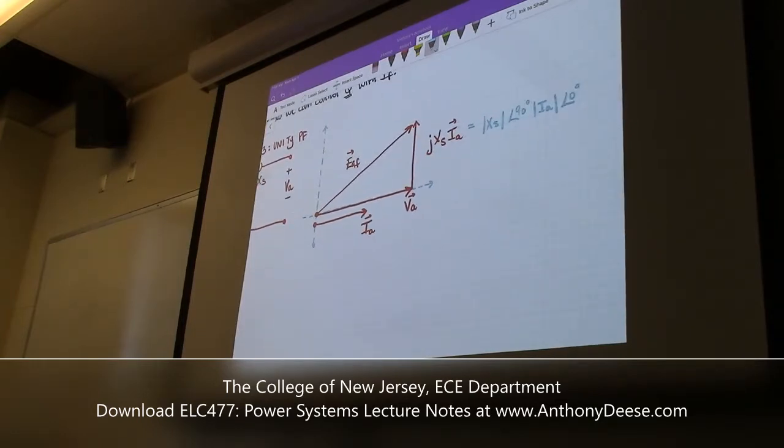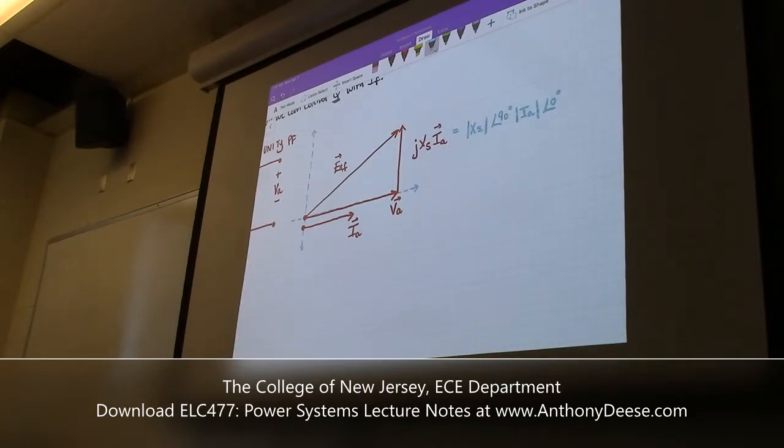That's a complex coordinate system. You can represent it in either rectangular or polar, depending on whether you describe it as real and imaginary or the magnitude and the angle. If we're only caring about voltage, why are we graphing IA? Well, because we need IA to determine what the voltage drop across the synchronous reactance is.